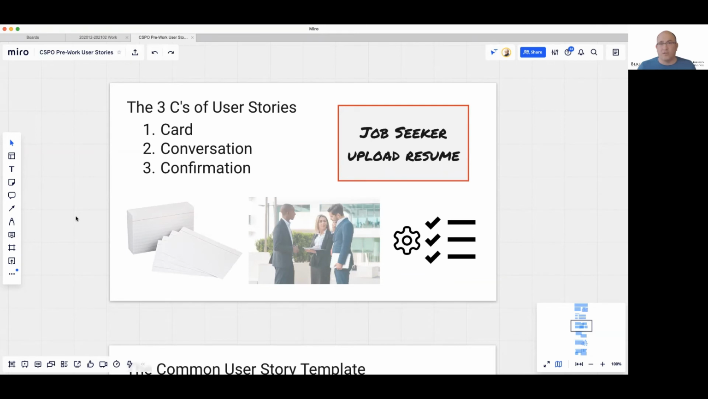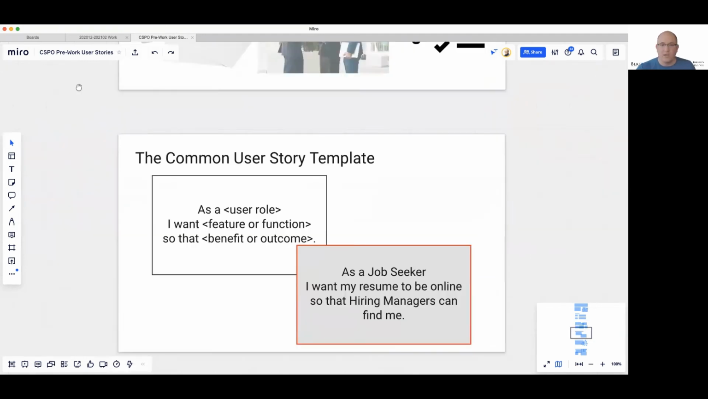And then the third C is that every user story needs some sort of confirmation. Now, the confirmation in a user story is designed to be automated. It's like a set of acceptance criteria, which you've probably heard of, except that it's created as automated tests, and you've confirmed that you have completed the user story when those automated tests pass.